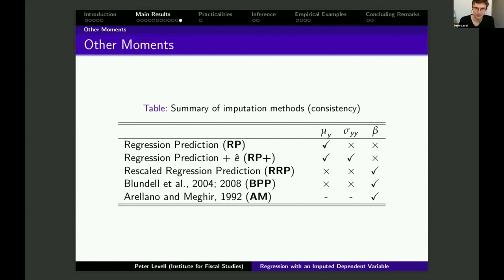Regression prediction will give you a good consistent estimate of the mean in the sample, as will the RP plus procedure, but only the RP plus procedure will give you the correct variance.